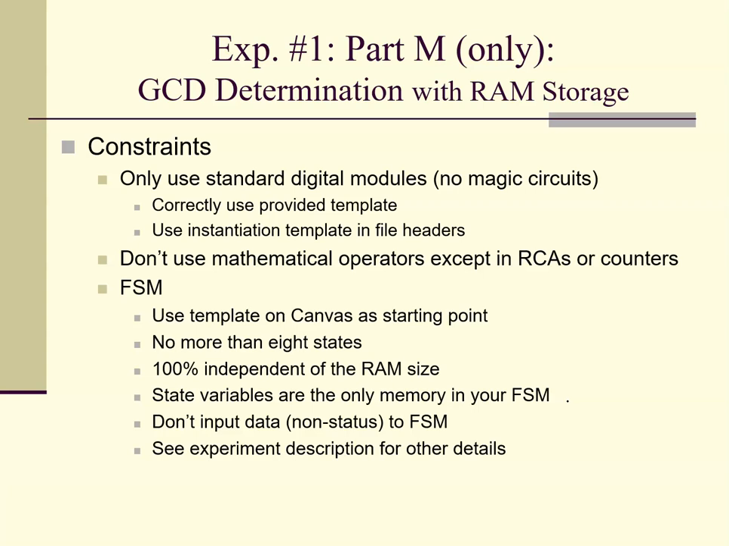The important part is the FSM. This circuit is driven and controlled by a state machine, and there is a template of a state machine on Canvas. It does not have an instantiation template in there because you're going to change it a lot. We will talk more about this template later. For this design, you don't need more than 8 states. I think the ideal design is 5 states, but you can do it however you want.